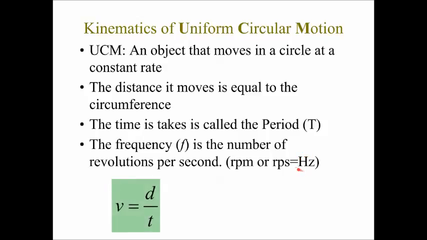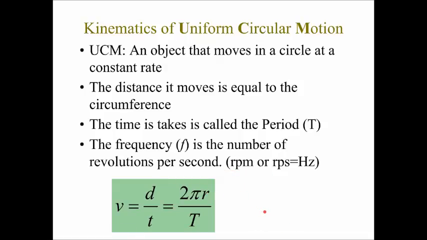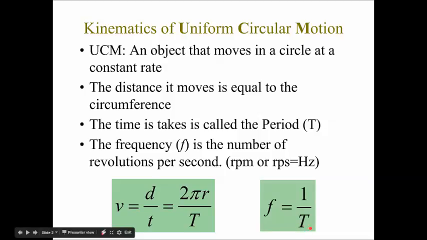So we're going to be doing some calculations of kinematics, and kinematics, of course, is distance, time, velocity, acceleration, and such. So we simply take the definition of velocity, which is distance over time. We replace the distance with the circumference. The formula for circumference is 2 pi r. And the period, which is the time it takes to go around once, we normally use a capital T for that. The frequency and period are reciprocals of each other. So obviously, if you know one, then you know the other.